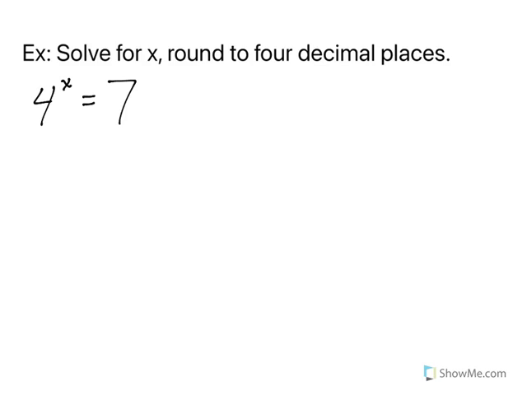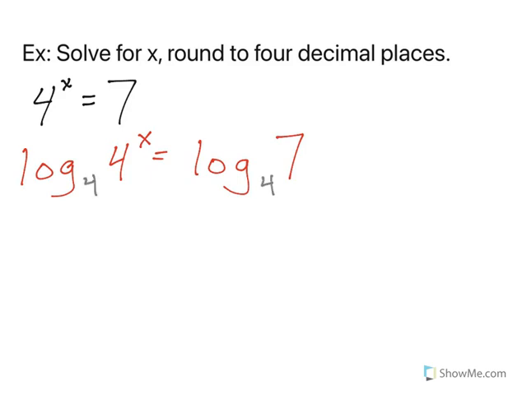So, math is about equality. Whatever you do to one side, you have to do to the other. I like to say we logarize, but that's not really a thing. So we're going to log both sides. And so that we can use the identity property, we're going to make it a base 4.